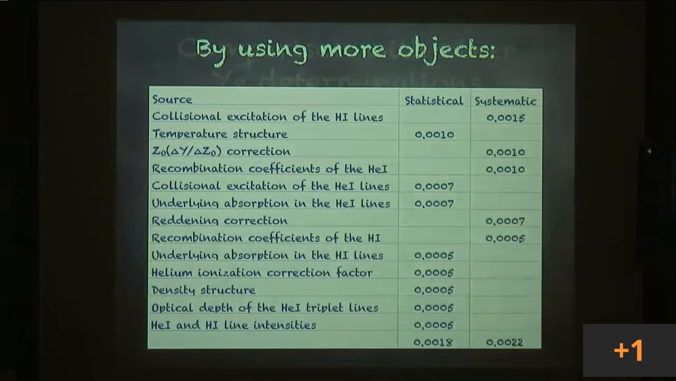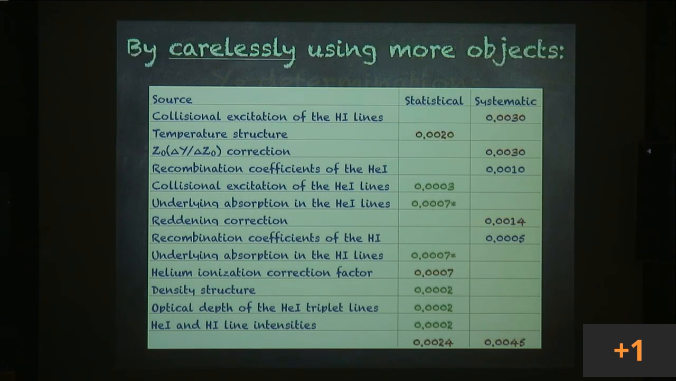So going back, the error bars are important here. This is the same table I just presented. If you use more objects, you would expect the statistical errors to go down, with nothing that could be done about the systematic effects. But if you're careless at doing this, the errors can go up instead of going down. If you ignore the collisional excitation of the hydrogen lines, you get a very large systematic.